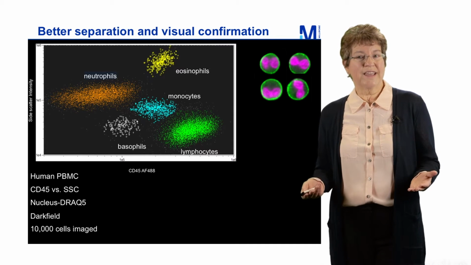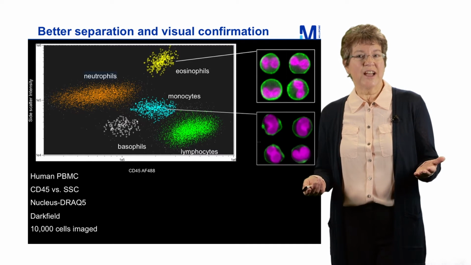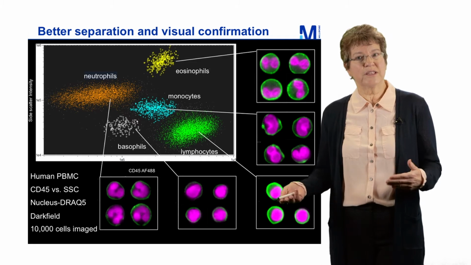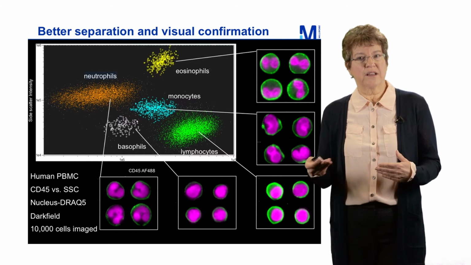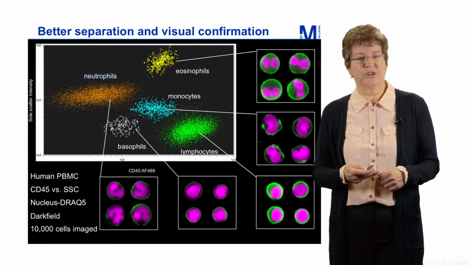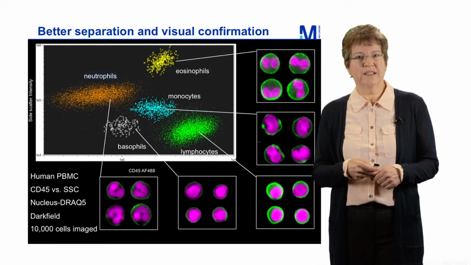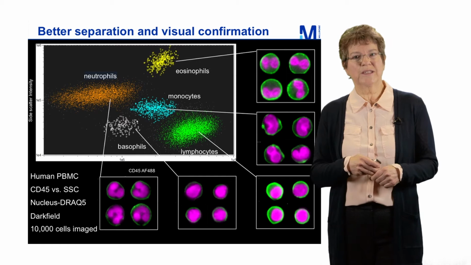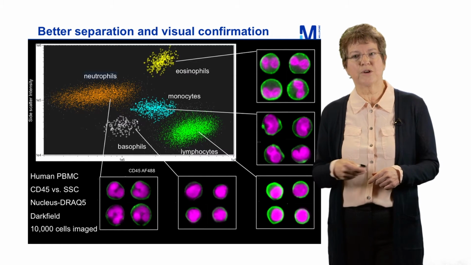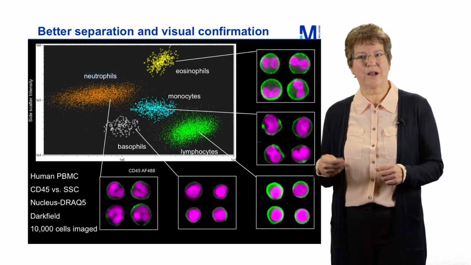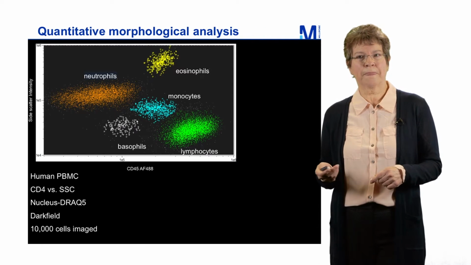Once you have your gate set, you can then check and make sure that you gated properly and you see your imagery. You can also show populations of these cells and verify all of this imagery. Here you can see the eosinophils have that nice bilobe nucleus. The neutrophils are multilobe, and that bright CD45 lymphocyte population with those round, small nuclei.